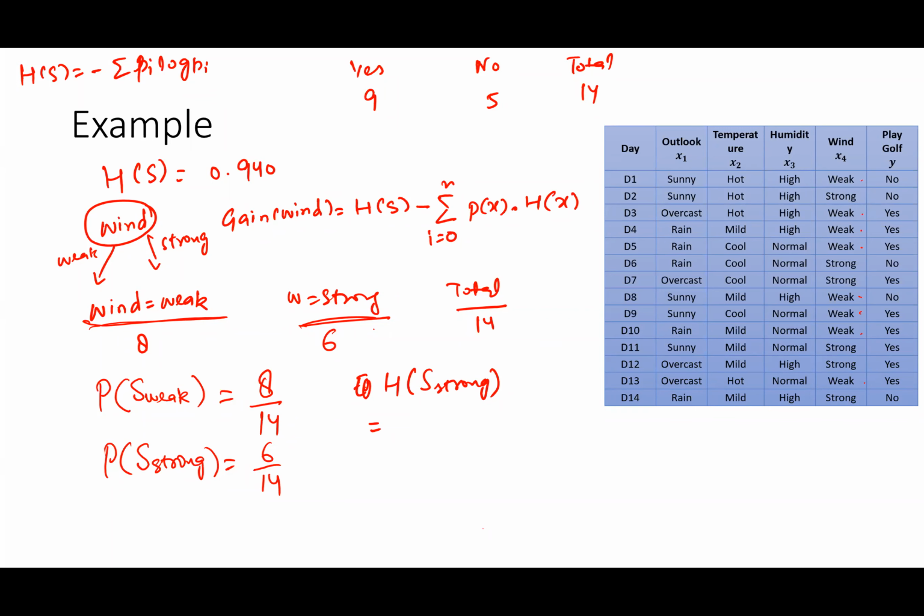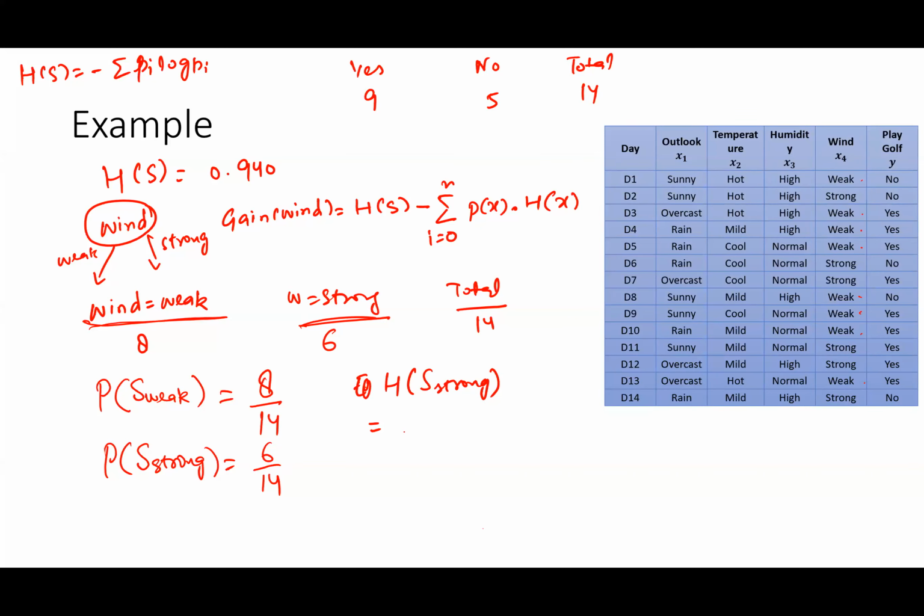Please understand it. So in both the cases, whether we select wind weak or wind strong, in case it is weak, how many are then positive and how many are negative? Yes and no. In case wind is strong, how many are yes, how many are no? So that we have to calculate. Fine. So in case it is strong, we have 6 total. Among those 6 total, how many are yes? That is basically 3 examples in which the outcome is yes, and in 3 examples the outcome is no.